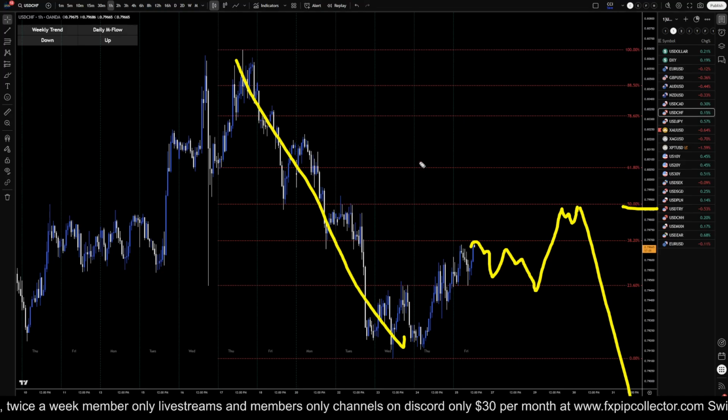So either way, we should be looking for longs, and we need to observe price to see whether it makes a corrective pattern up or whether it makes an impulsive pattern up.